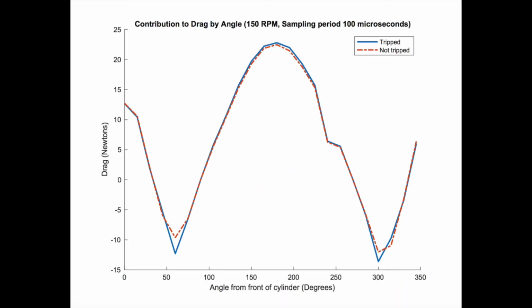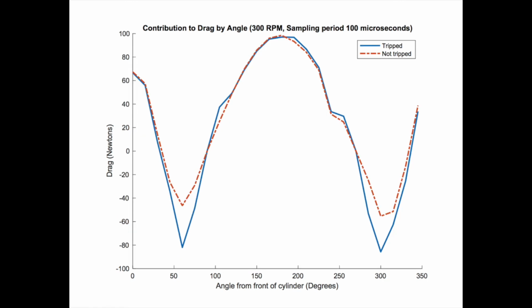The average coefficient of drag was calculated for each trial based on the average drag and average free stream velocity for that trial. The drag coefficient was found using the equation CD equals 2D over rho v squared A, where rho was the measured density of the air surrounding the wind tunnel and A was the total surface area of the cylinder.